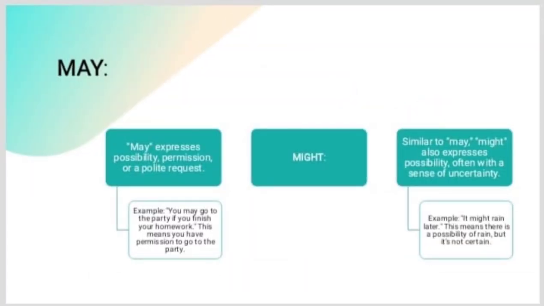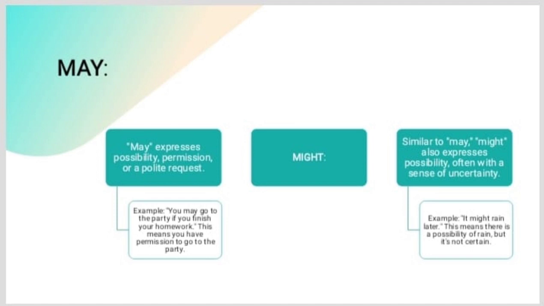So the first type is may. May expresses possibility, permission, and a polite request. For example, if I say, you may go to the party if you finish your homework, here I am giving you permission. The important point for may is that when the possibility is above 50%, then you can use may.